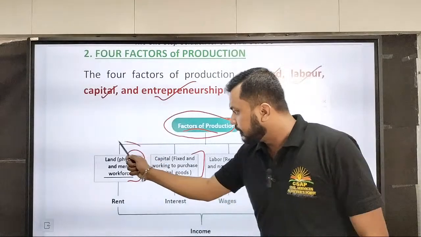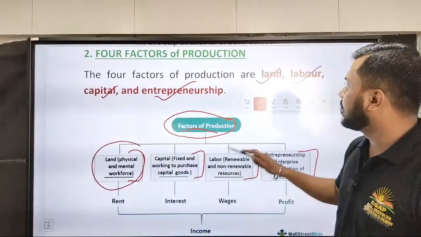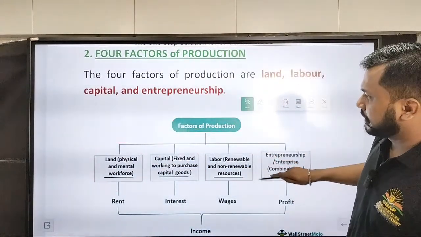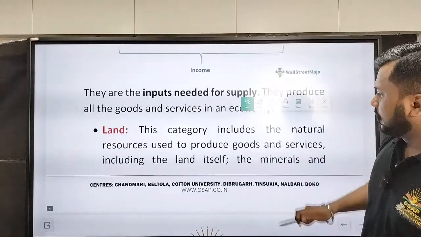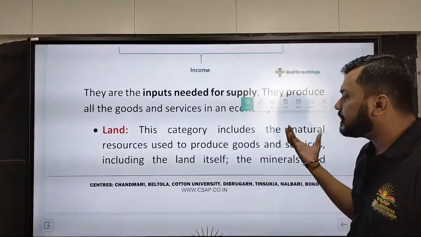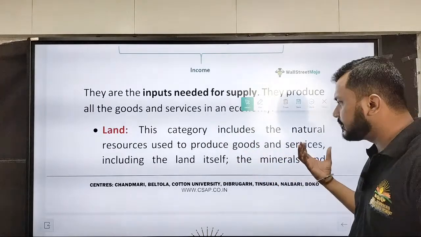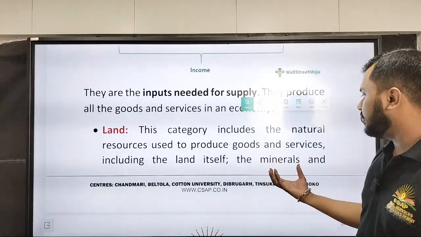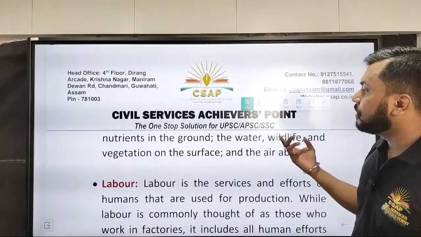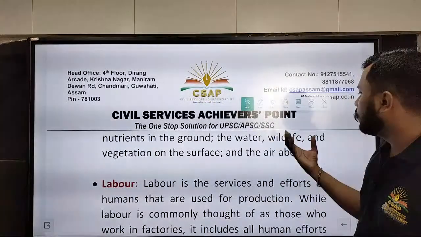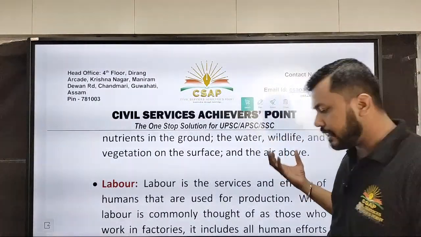So now land is a very crucial element when we are discussing the factors of production. This category includes the natural resources used to produce goods and services, including the land itself, the minerals and even nutrients in the ground, the water, wildlife and vegetation on the surface, and even the air above.